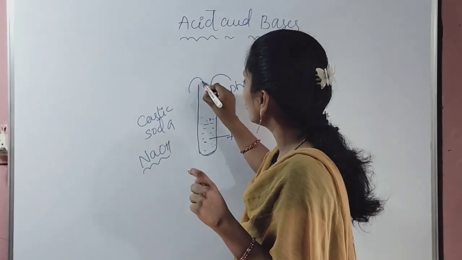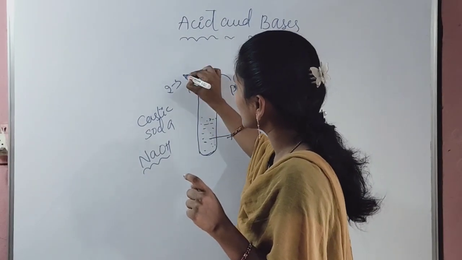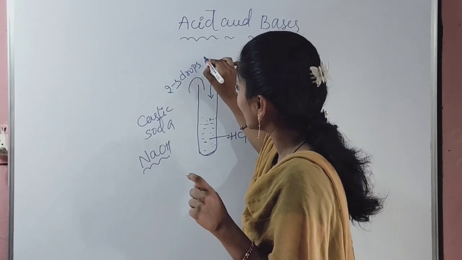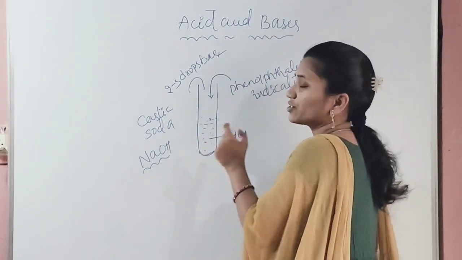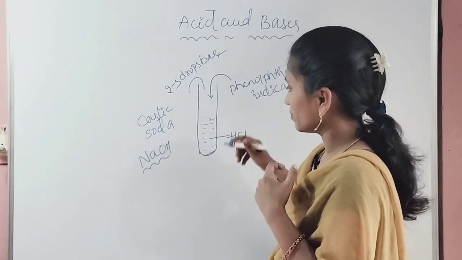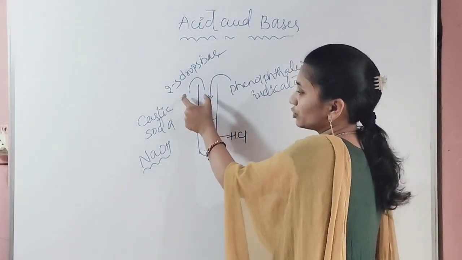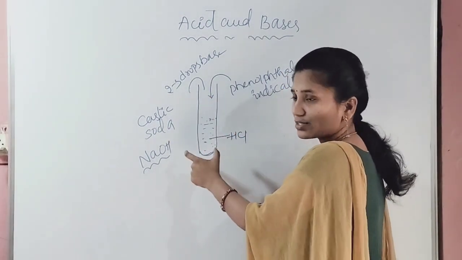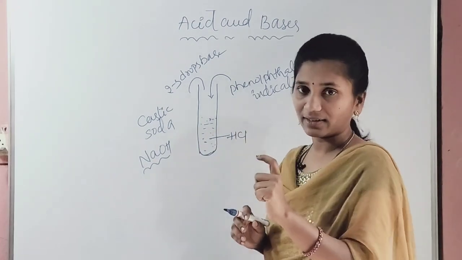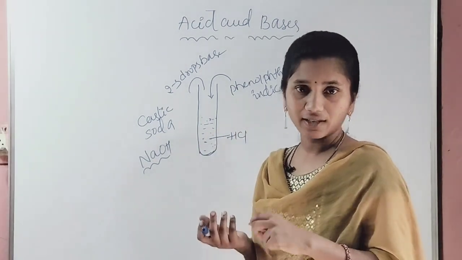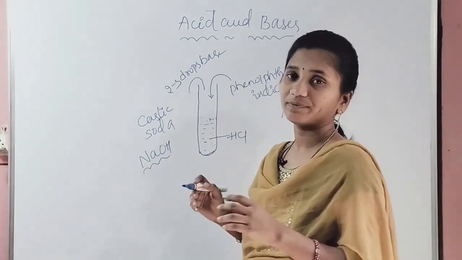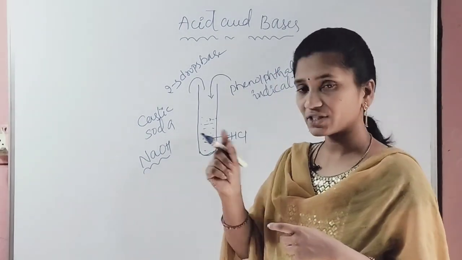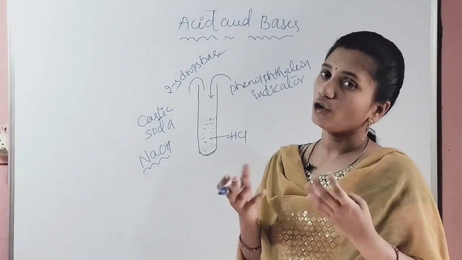So first you add 2-3 drops of base to this test tube. What will happen? Let us observe. After adding 2-3 drops of caustic soda, means base, to the solution, you shake the test tube well. Then what happens? Do you observe any color? No, we don't get any color change in the test tube. Again you add one more drop and shake the test tube. Again you observe no color change.